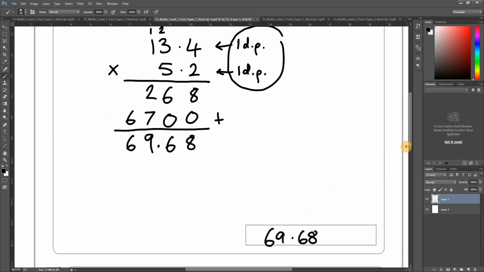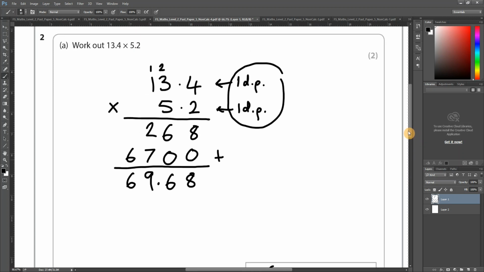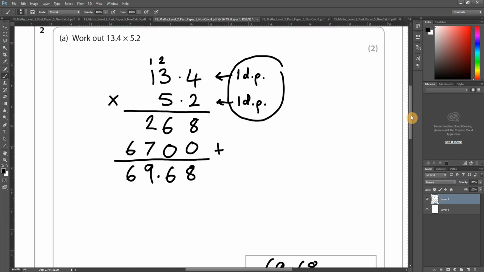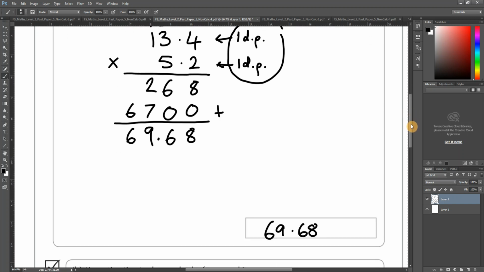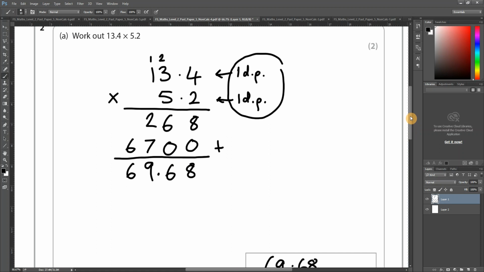69.68. Yep, so obviously you get 1 mark for your working, 1 mark for your answer. So this is one way you could do it. You could do it a different way if you wanted to, such as the grid method, which I have seen before, or any other method where you get the correct answer is absolutely fine. Definitely don't do these in your head, by the way, and if you just give the answer on its own, it's not going to give you the 2 marks.